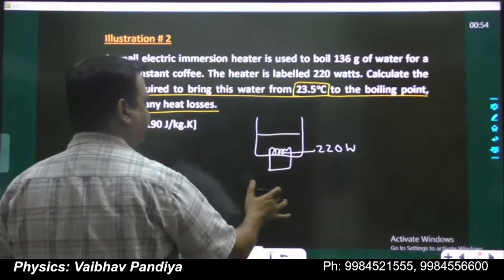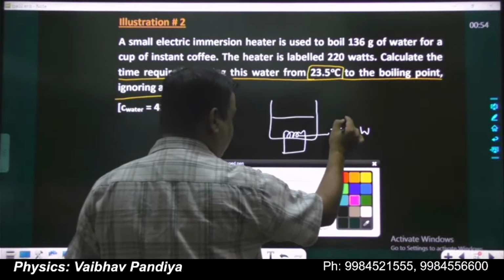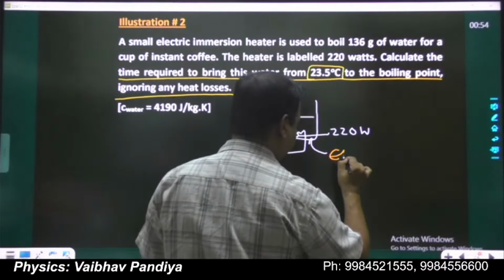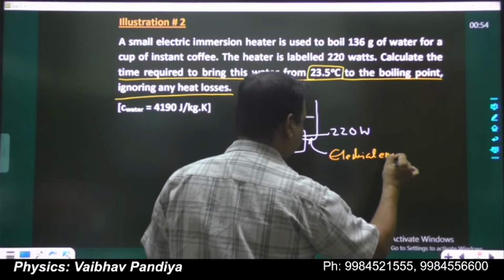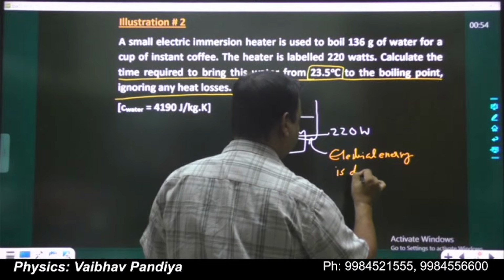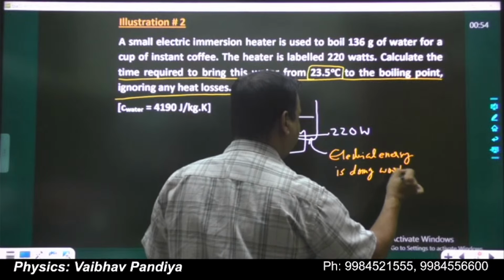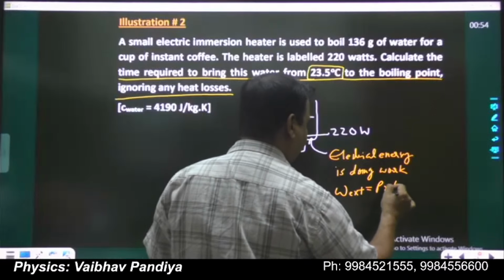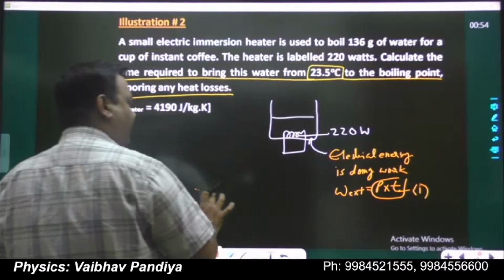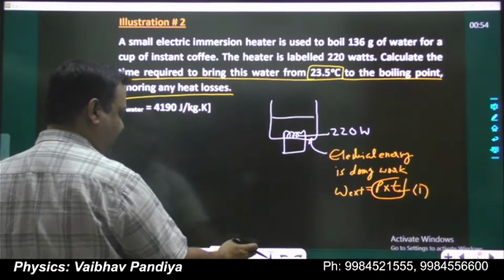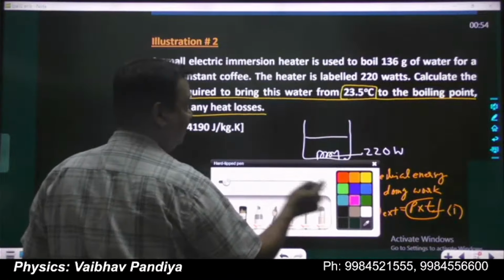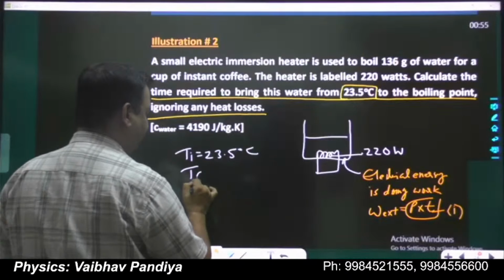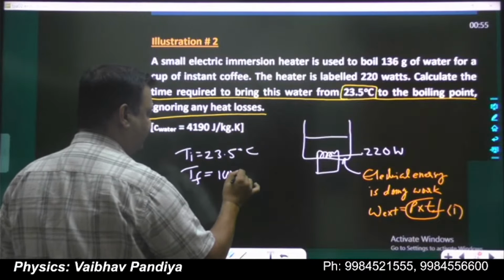So see here what is happening. Here the electrical energy is doing work, yes or no? Electrical energy is doing work, and the work done, you can call it an external work, will be P into T, correct? Number one. And the heat will be absorbed by the water. So the initial temperature is 23.5 degrees Celsius. The final temperature, we have to bring it to the boiling point, that is 100 degrees Celsius.